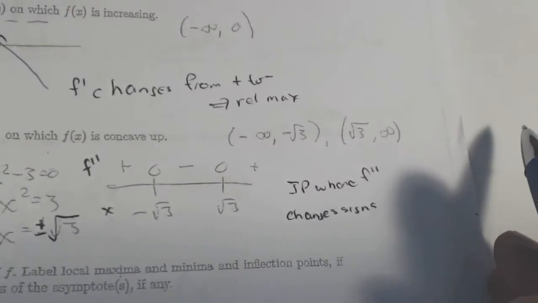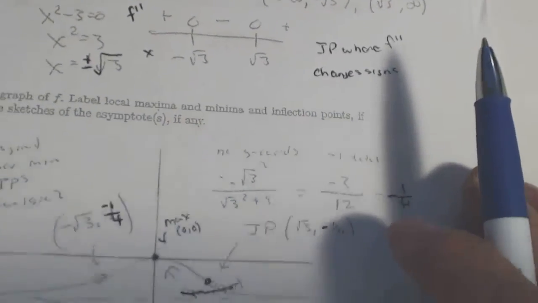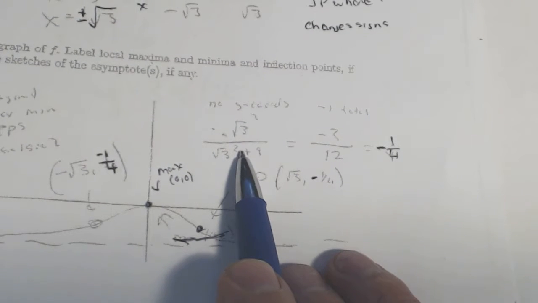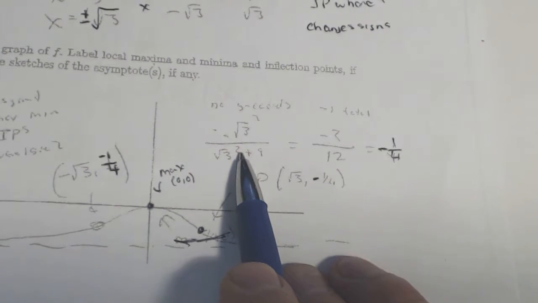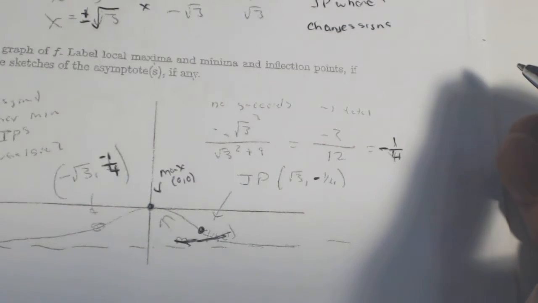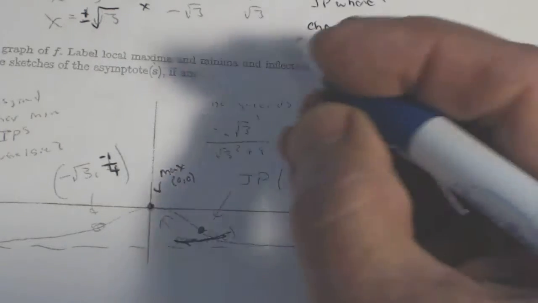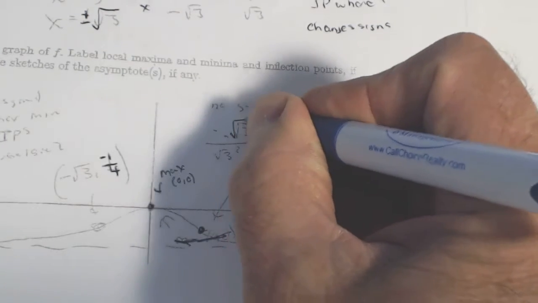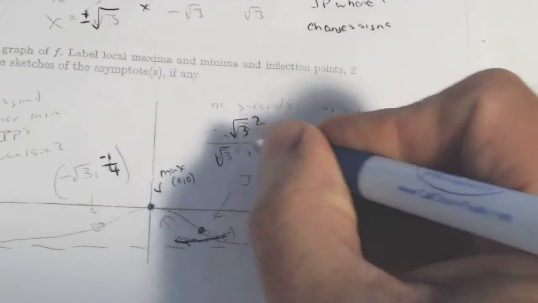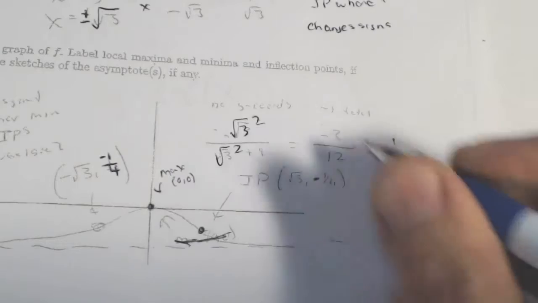Okay. Also, to get the y values at my inflection points, all you had to do was plug in that root 3 to your second derivative formula. Okay, so what do I have here? I've got the square root of 3 squared over the square root of 3 squared plus 9.